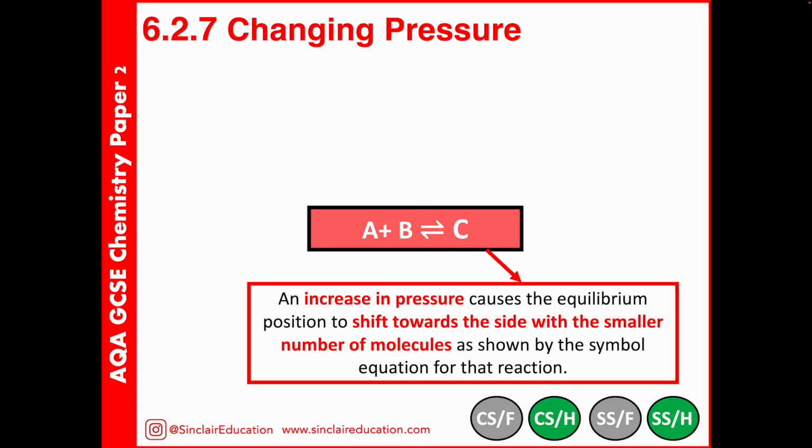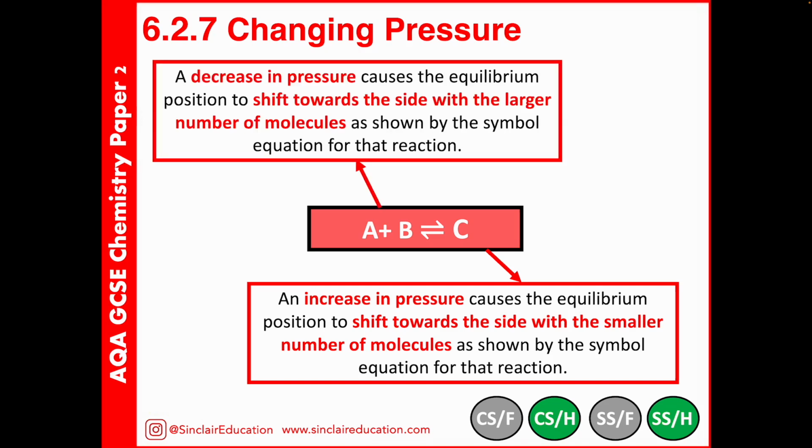If we decrease pressure, this is the opposite. So now it will favour the side with less molecules. So if I decrease the pressure, that would favour my reaction involving C, and I would expect more A and B to be made. Equilibrium will be shifted this way.